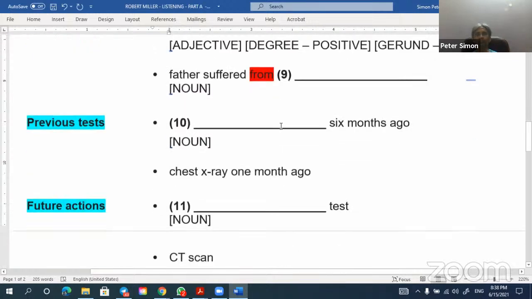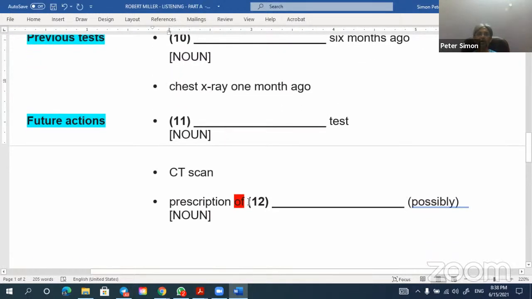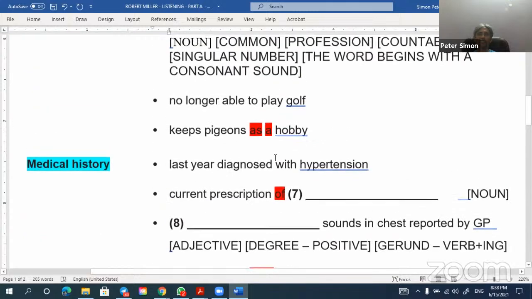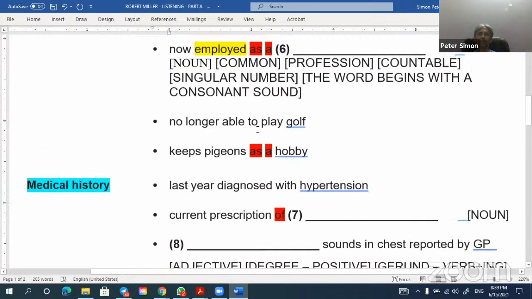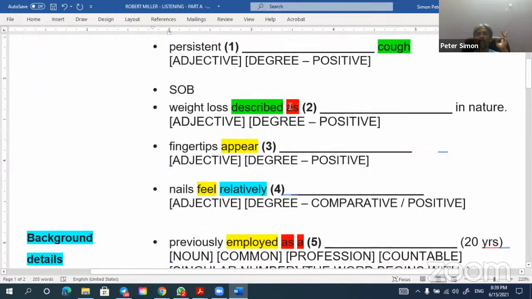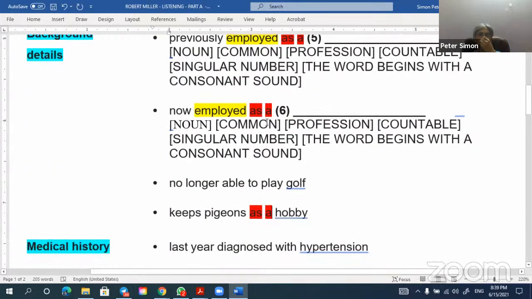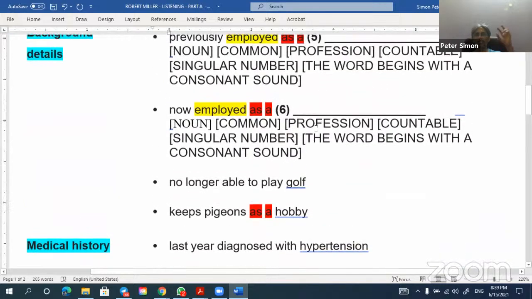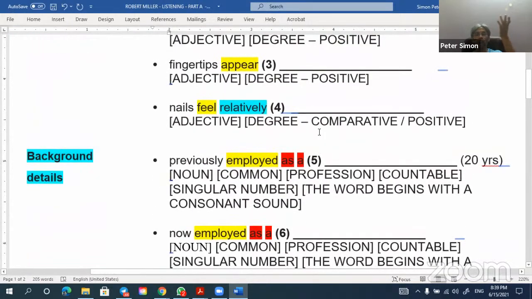Then next one, of. Then as. 3 times you got as. 1, 2, 3, 4 times you got as. That means as is a very important word. I'm showing you some secrets. As is a very important word.